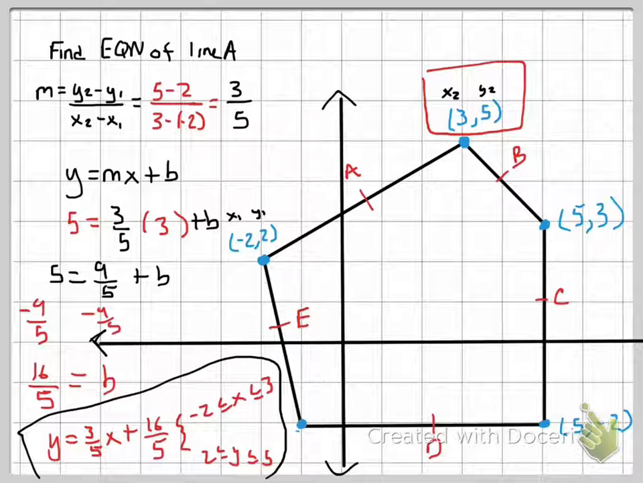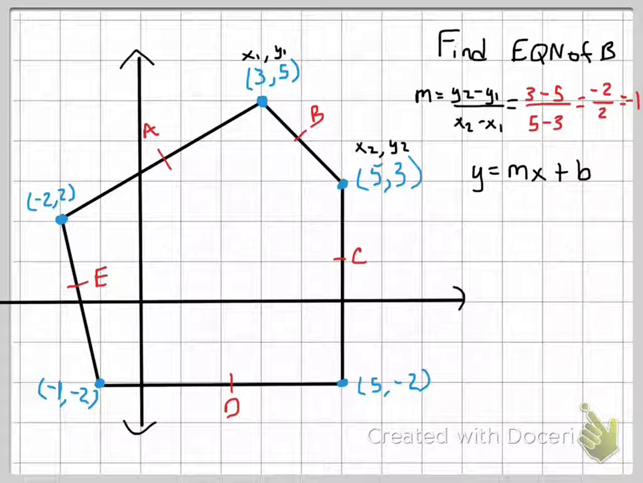So y equals 3/5 x plus 16/5, which is kind of annoying, but this one didn't work out that nicely. And then you just say the x points go from -2 to 3, and the y points go from 2 to 5 for that equation. And that's what you're going to do for all of them. So if you look at this one, I'm doing the same thing. I find the m, and then I go find b.